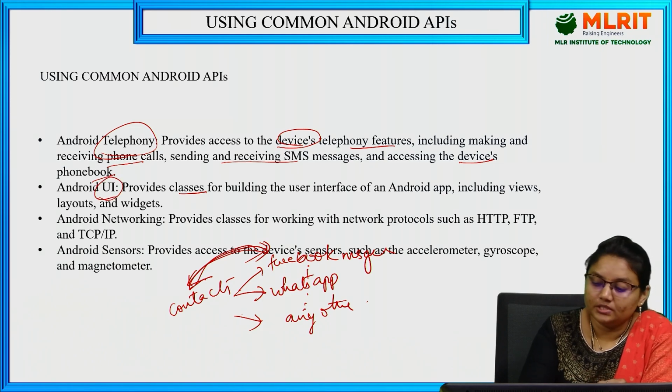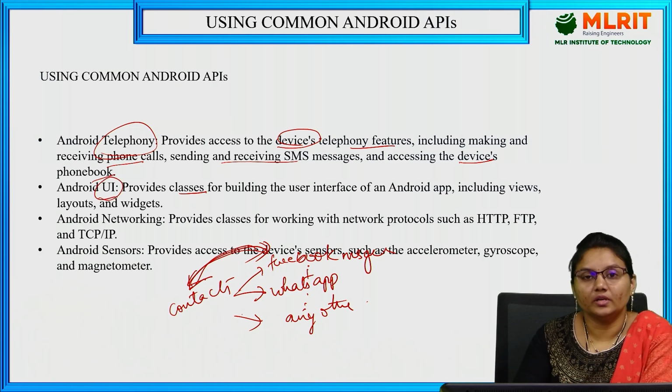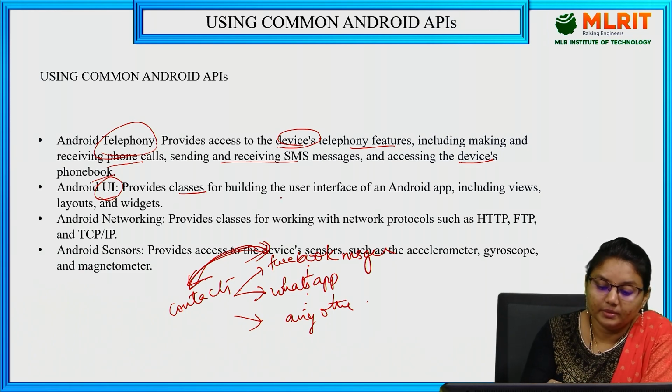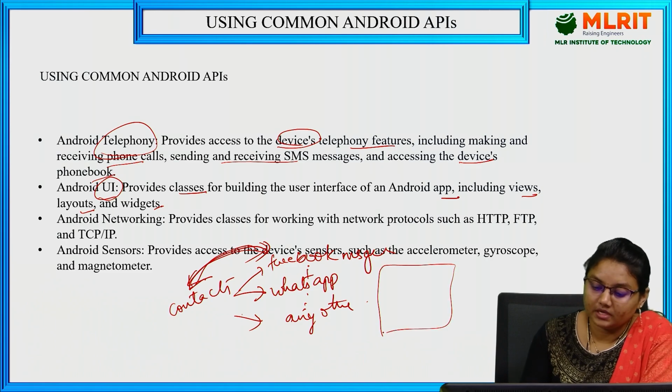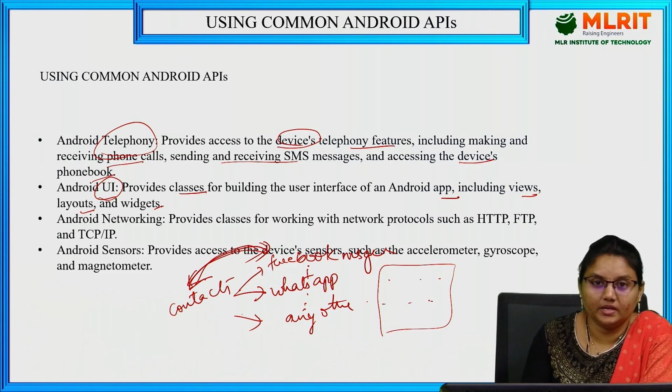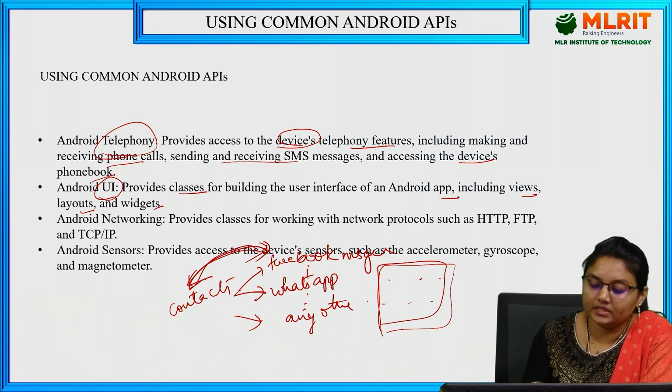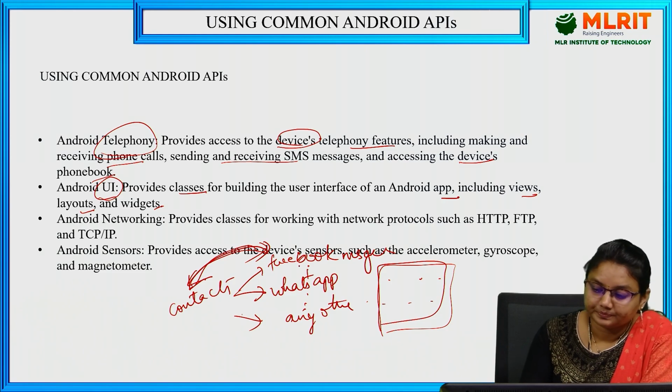Android UI means whatever you are able to view using layouts or widgets. So, classes for building the user interface of an Android application, including views, layouts, widgets. Widgets means whatever your layout is there, what are the applications that have been displayed? That may be a widget. And layouts, what is the layout that is needed? Suppose you have clicked on WhatsApp, it has to open that activity, right?